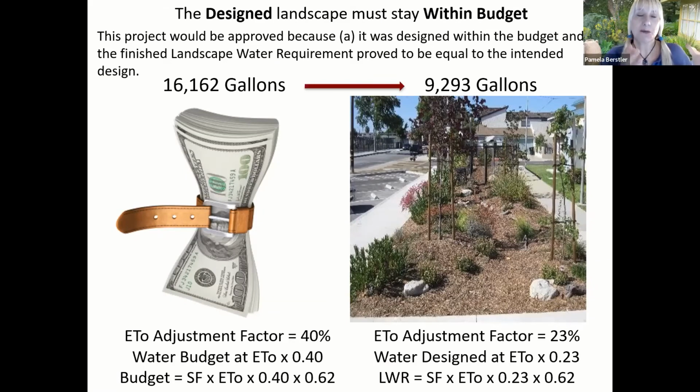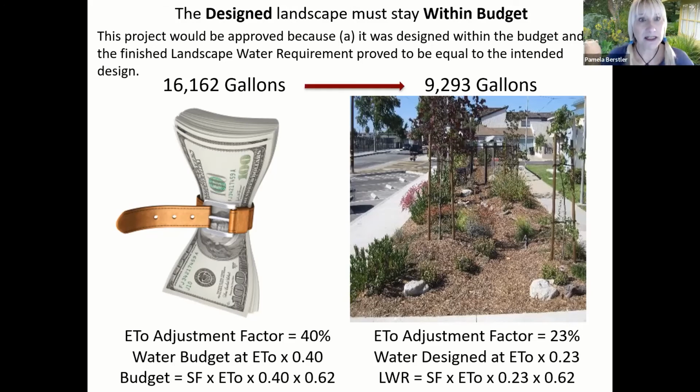So this is the thing that you essentially end up doing. You create the water budget based on a given ETO adjustment factor, a budget factor percentage. You calculate out what the maximum allowed water is going to be, the water budget. And then you look at the landscape that you're given or that you're creating, and you calculate out the landscape water requirement. In this case, we're going to call it the estimated total water used. So that's the design plan, if you will, of the landscape. And you compare the two.